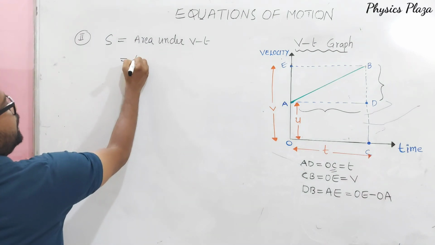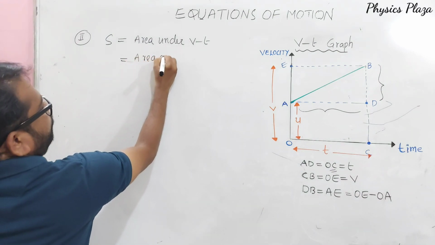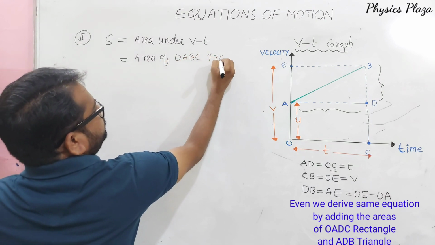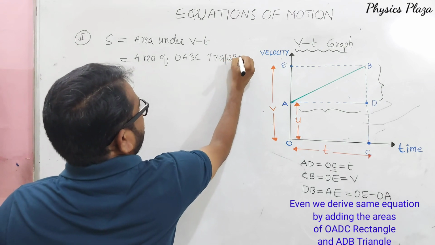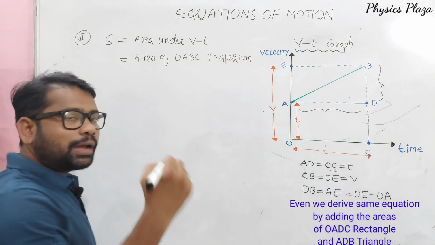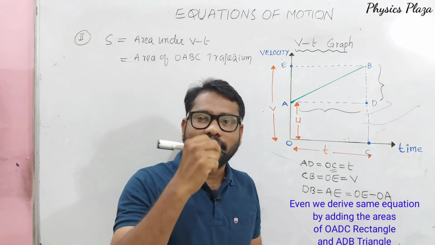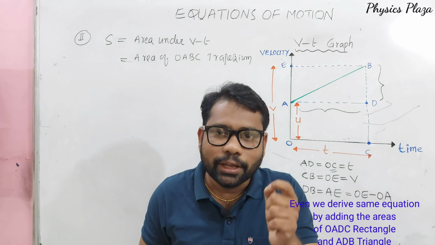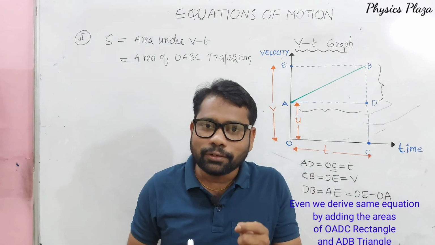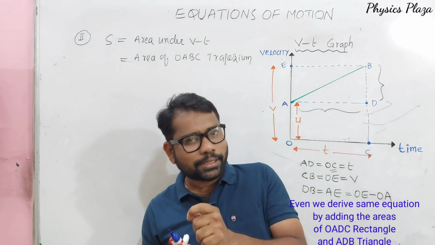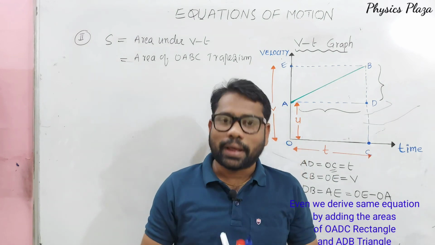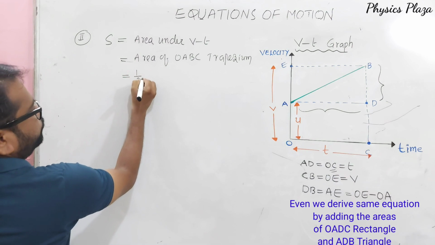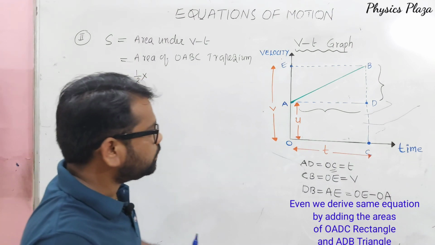Look here, teacher. So we have to calculate the area of the OABC trapezium. If we can calculate the area of this trapezium, then obviously we will get the second equation of motion. Children, let us recall the formula for the area of a trapezium: half into the distance between the two parallel sides into the sum of the two parallel sides, right? So let us use that, children. Here it is half into. So what are the parallel sides here?